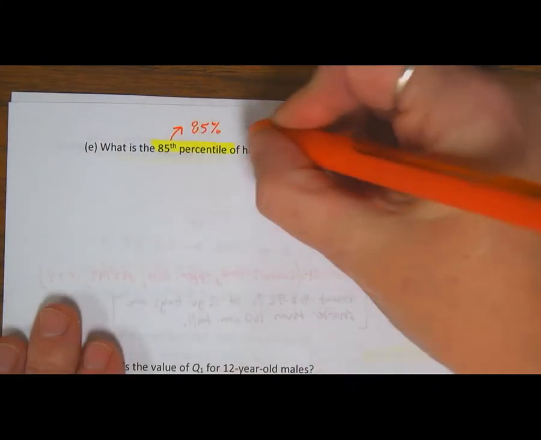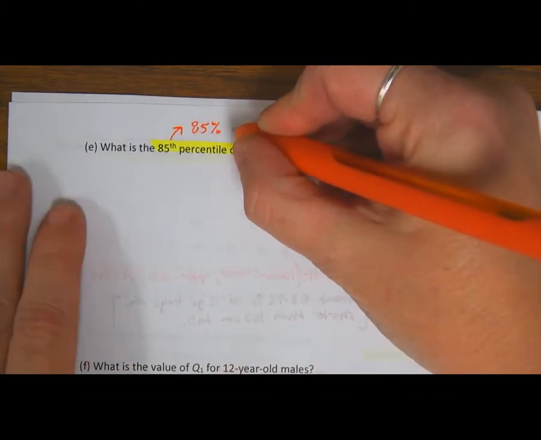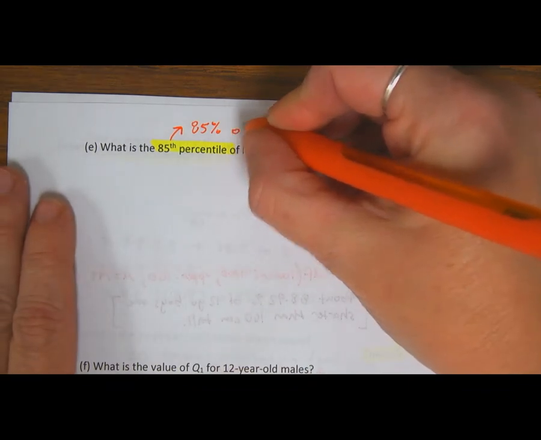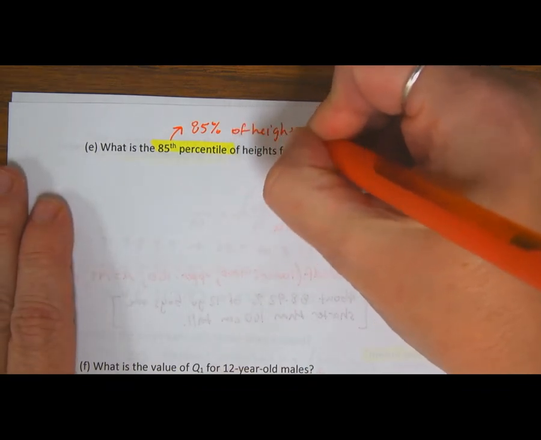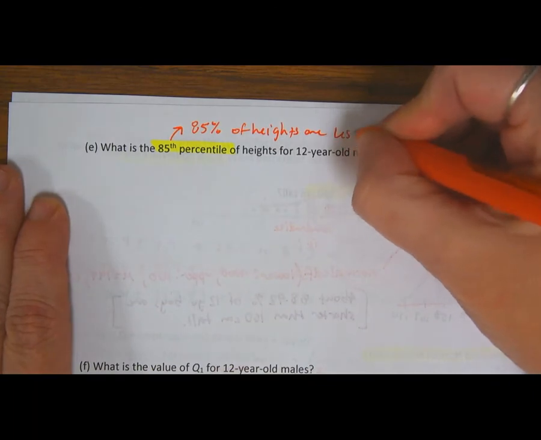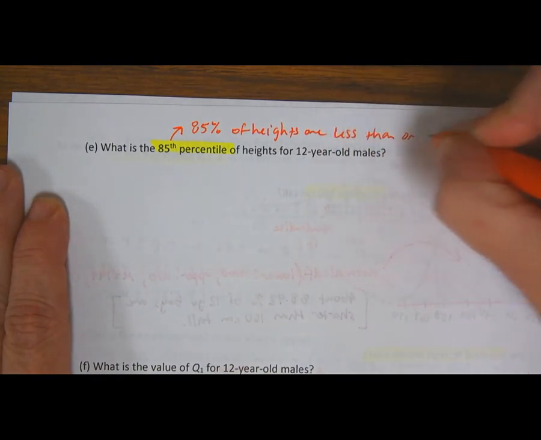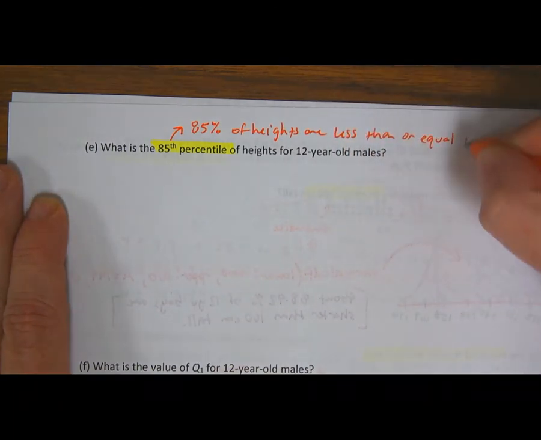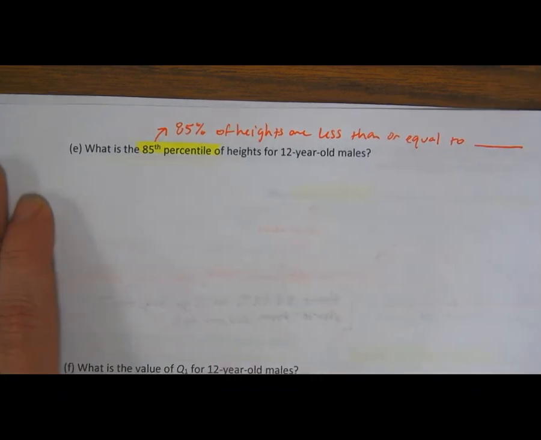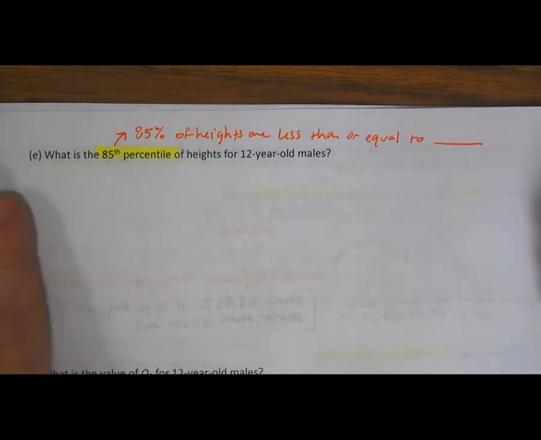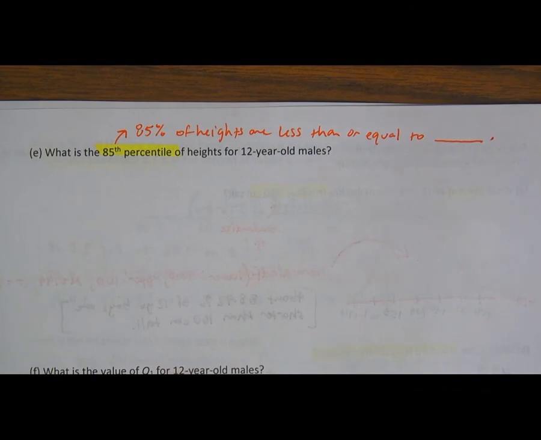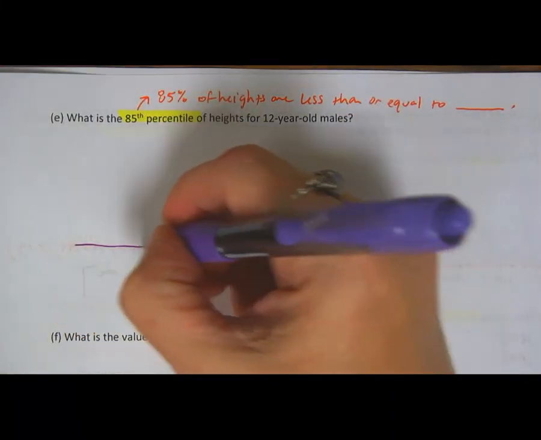Because 85% of heights are less than, really the or equal to is kind of arbitrary in this case, but are less than this mystery height. We don't know. We're trying to find that height. So if they give you a percentage and want you to find a number on the axis, you're going to do something different. Let's draw a picture really quickly.